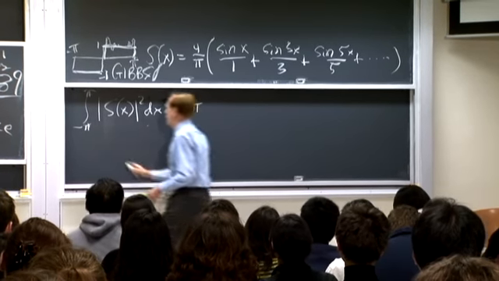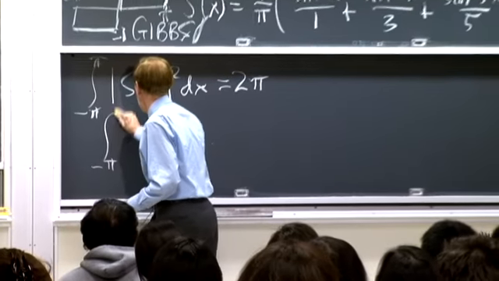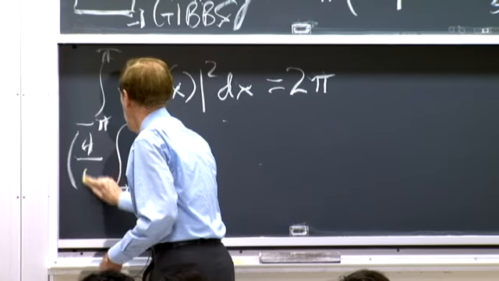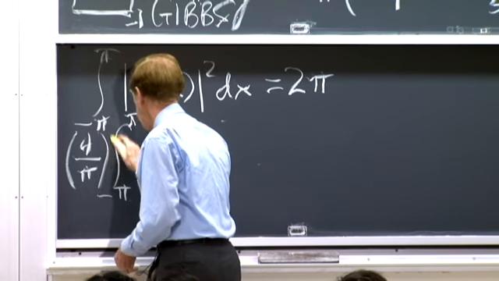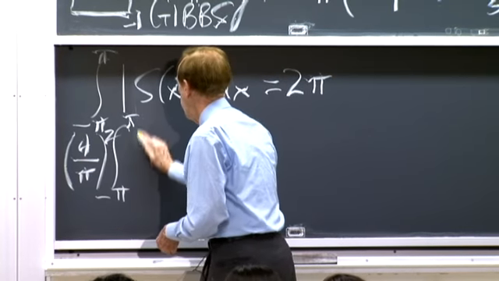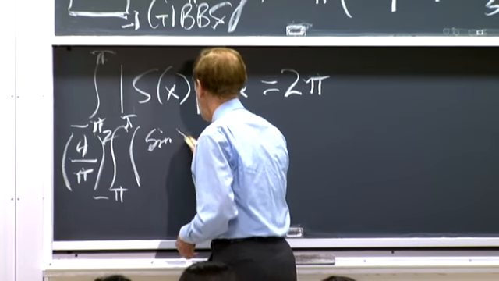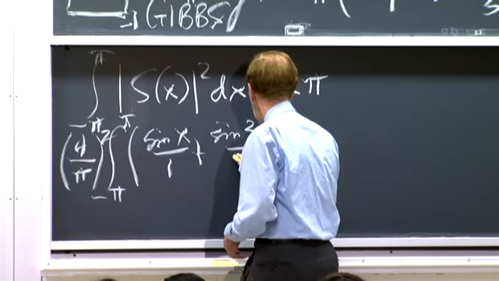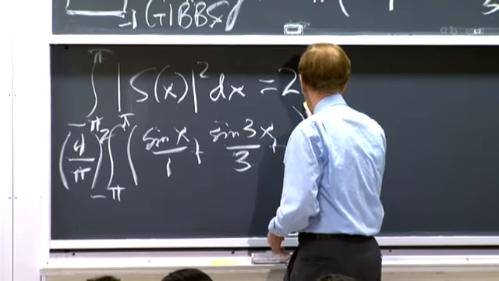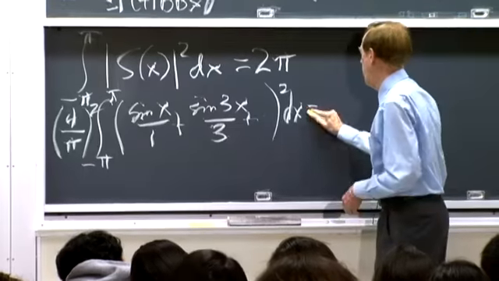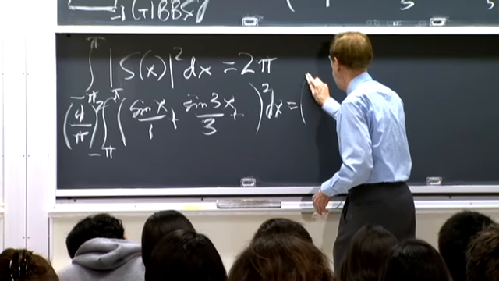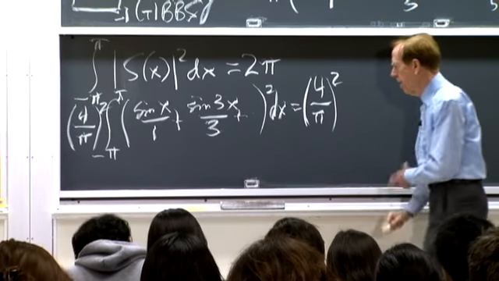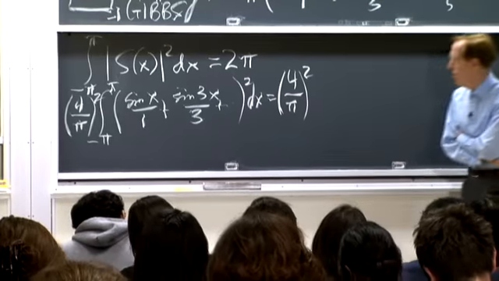So let me do that one here, the integral from minus pi to pi. May I take out the 4 over pi squared? Just so it's not confusing. Now this is sine x over 1, sine 3x over 3, sine kx over k, and so on, all squared, dx. And so what do I get? The 4 over pi squared. And now I've got a whole lot of terms. But the thing is, I can do this.